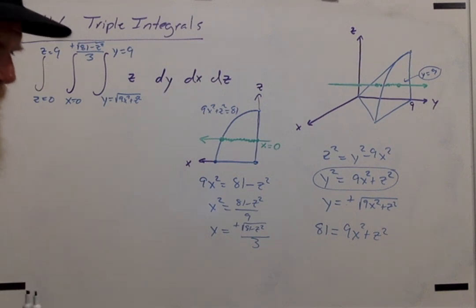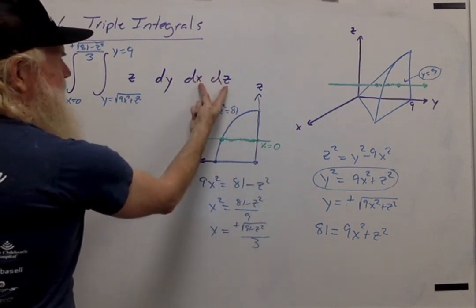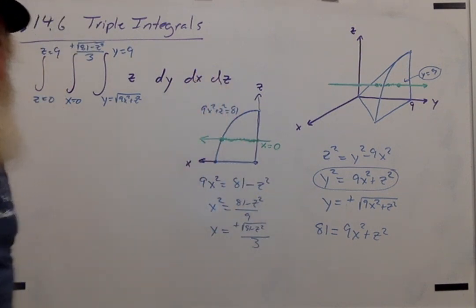And just to test yourself, there's only one way left to do it, and that would be dy, dz, dx. And you should check to see if you can set up the bounds that way.